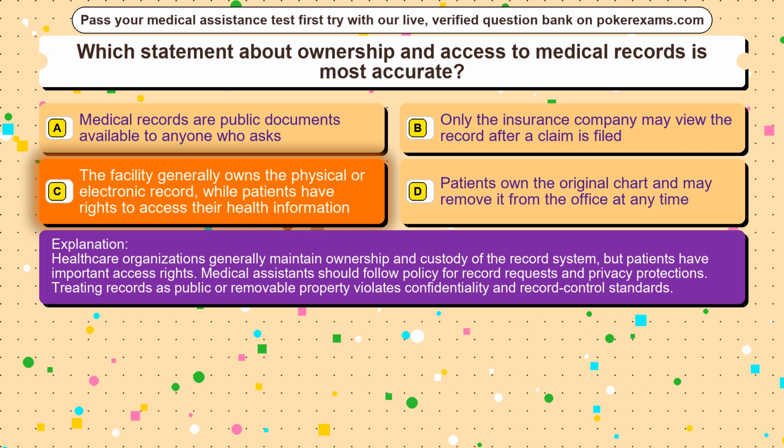Treating records as public or removable property violates confidentiality and record control standards.